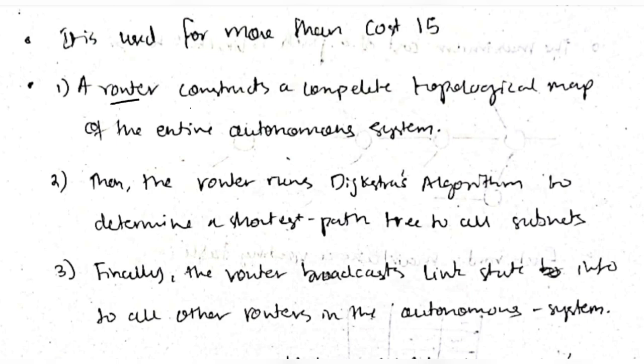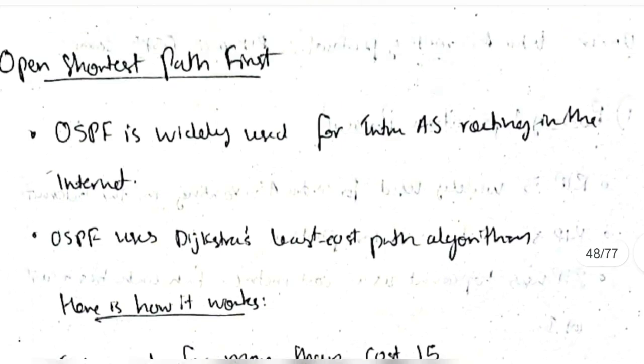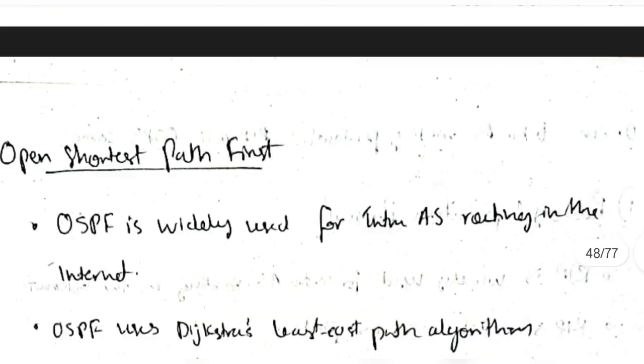The working is as follows. Firstly, the router constructs the topological map of the entire AS. After that it runs Dijkstra's algorithm to find the shortest path. When it finds a shorter path, it will broadcast the updated value to all the other tables. That's all you have to write. Make the diagram and explain the important key points.